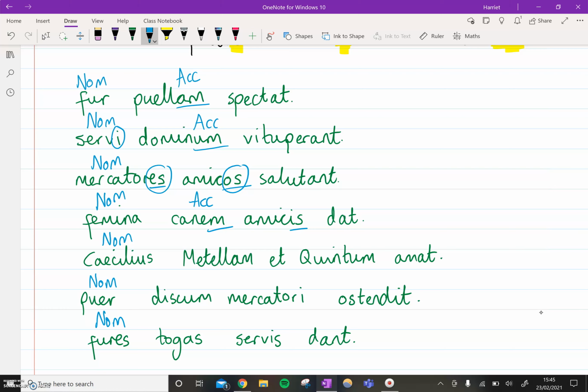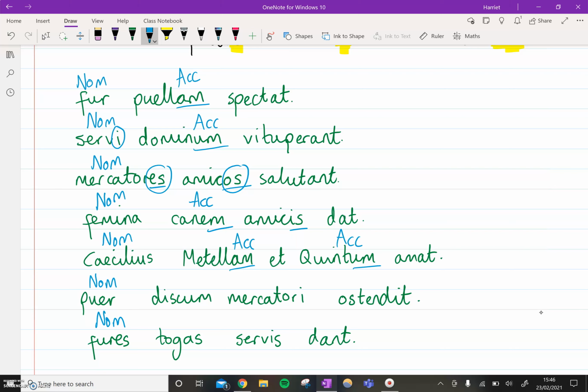Okay, the sentence about Caecilius. We've got Caecilius there as our nominative, and then we've got 2 words that end in M. So these must both be accusative. And we are told Caecilius amat, Caecilius loves, Metella and Quintus. So he's doing the action because he's the nominative, and the other 2 end in M because they are the accusatives.